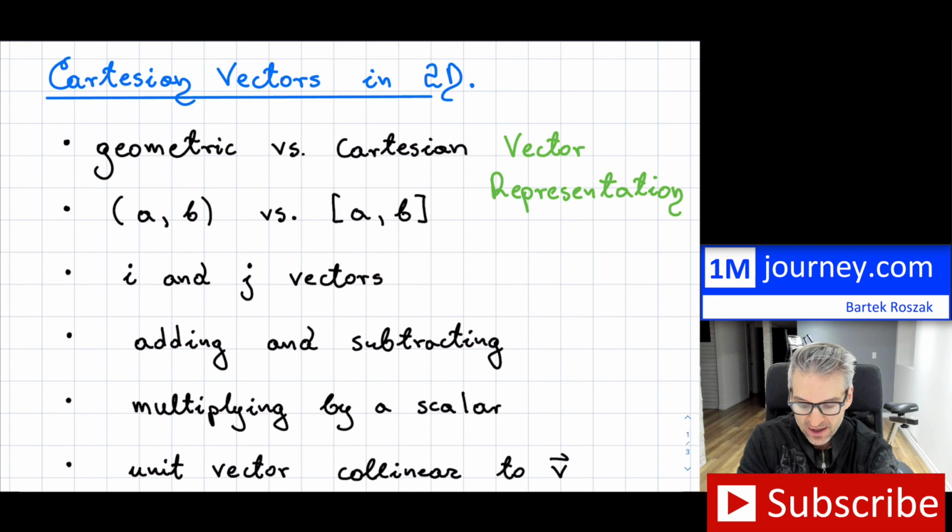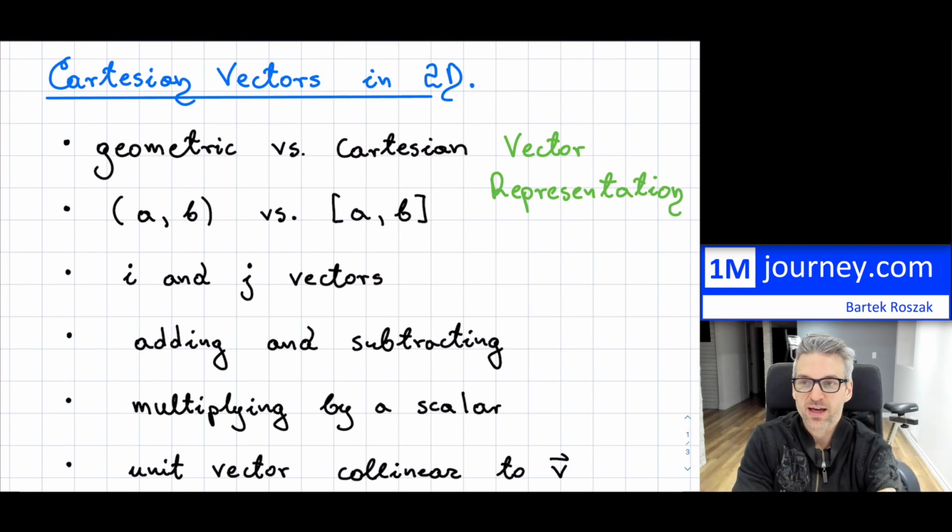And I have done this already, but I did it indirectly, where I was breaking down geometric vectors into their x and y components. And that's really what a Cartesian vector is all about.